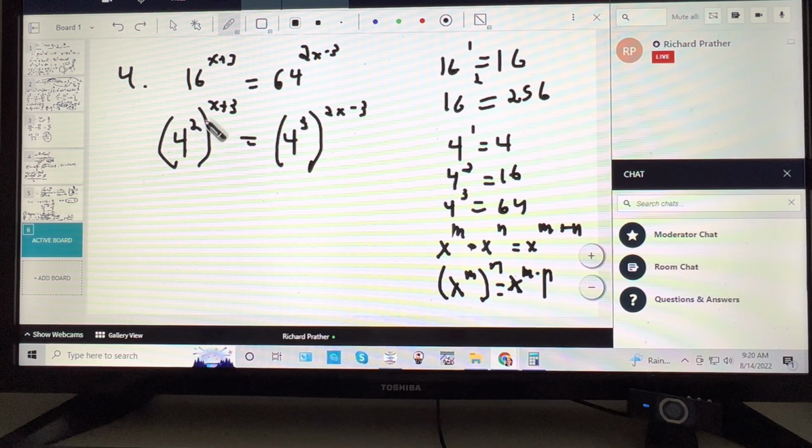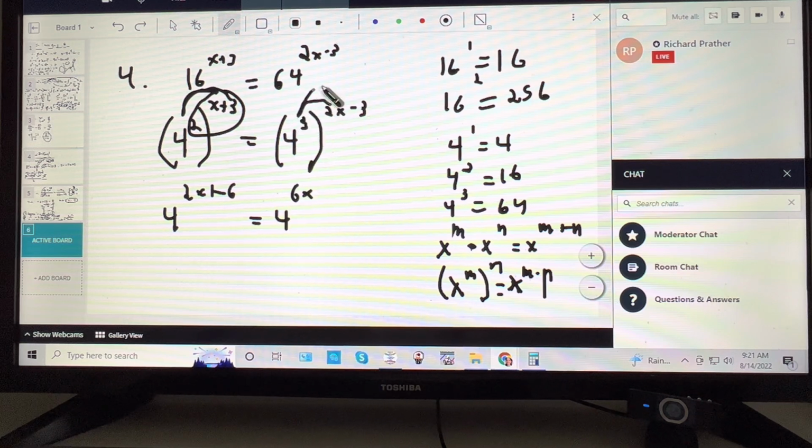So this is not 2 to the x plus 3. This is just multiply them. 2x plus 6 using the distributive property. 6x minus 9. And now, because the bases are the same in an equation, the only way two powers can equal each other when the bases equal each other is if the exponents also equal each other. So in essence, the bases cancel out and you can set the exponents equal to each other.